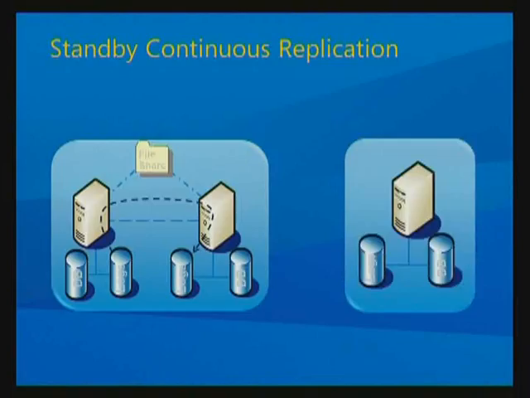With standby continuous replication, we've added a third node here, or a third copy, and a third server. It's not a node in the cluster, it's a standalone. And now we're replicating to both places. We're replicating the logs both locally within the CCR cluster and to the standby continuous replication server or target.